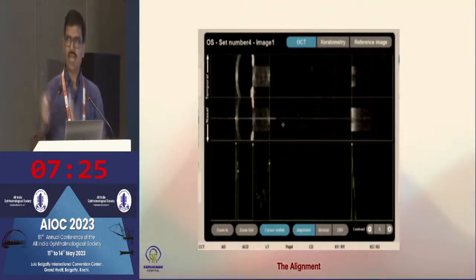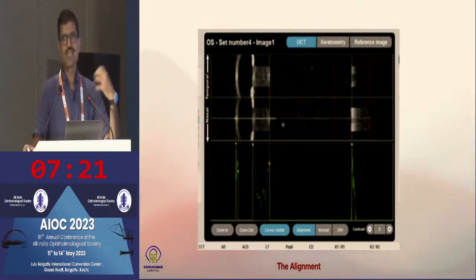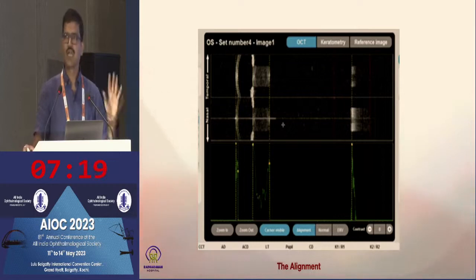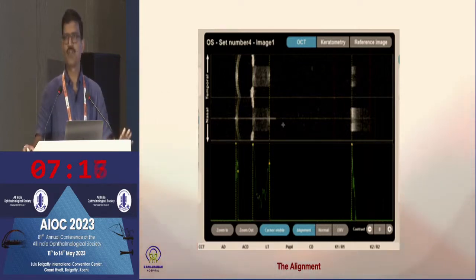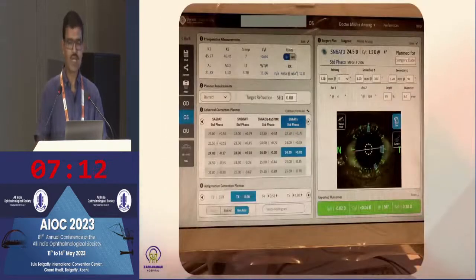But what it has given me, at least, is the liberty to subject even the densest and the whitest of cataracts to proper axiometric values. It's really, really perfect, this machine, when it comes to axiometry in those circumstances.